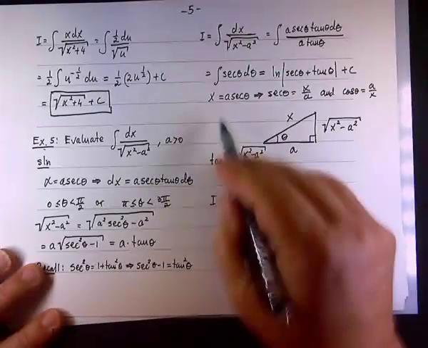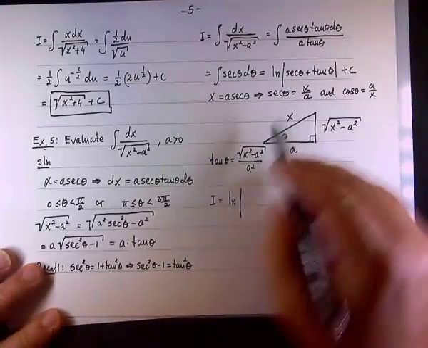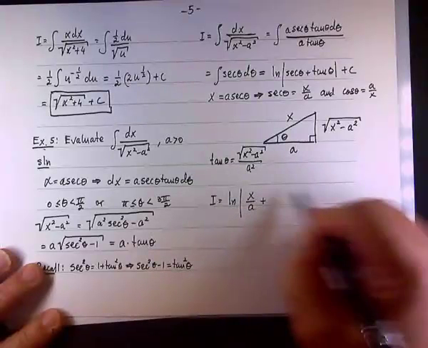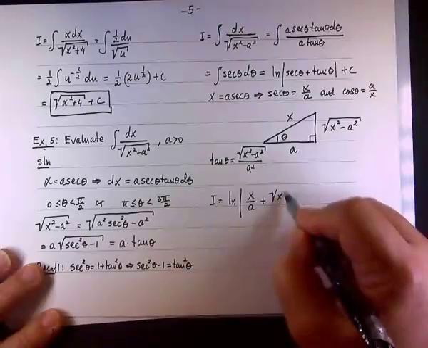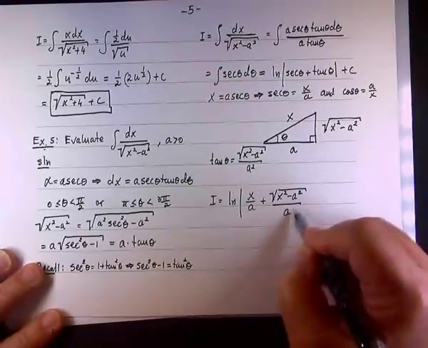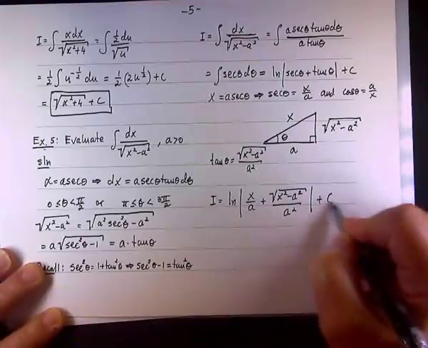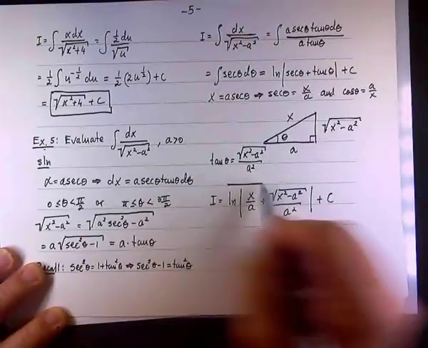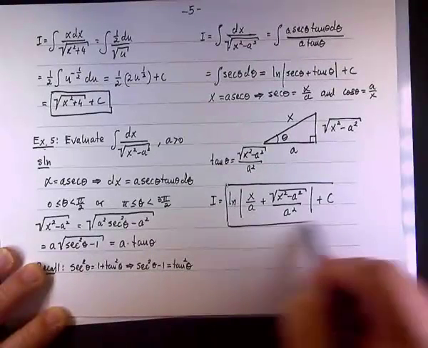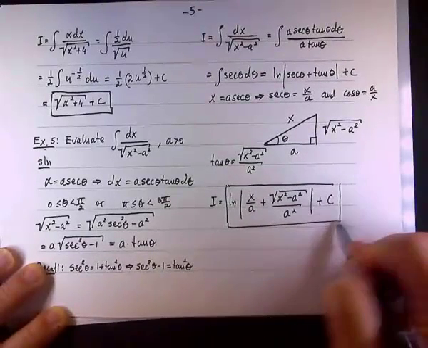And now we're going to say that the integral I will be the natural log of the absolute value. Instead of the secant, we have x over a, and instead of the tangent, we'll have the square root of x squared minus a squared over a squared, and we close the deal like so.